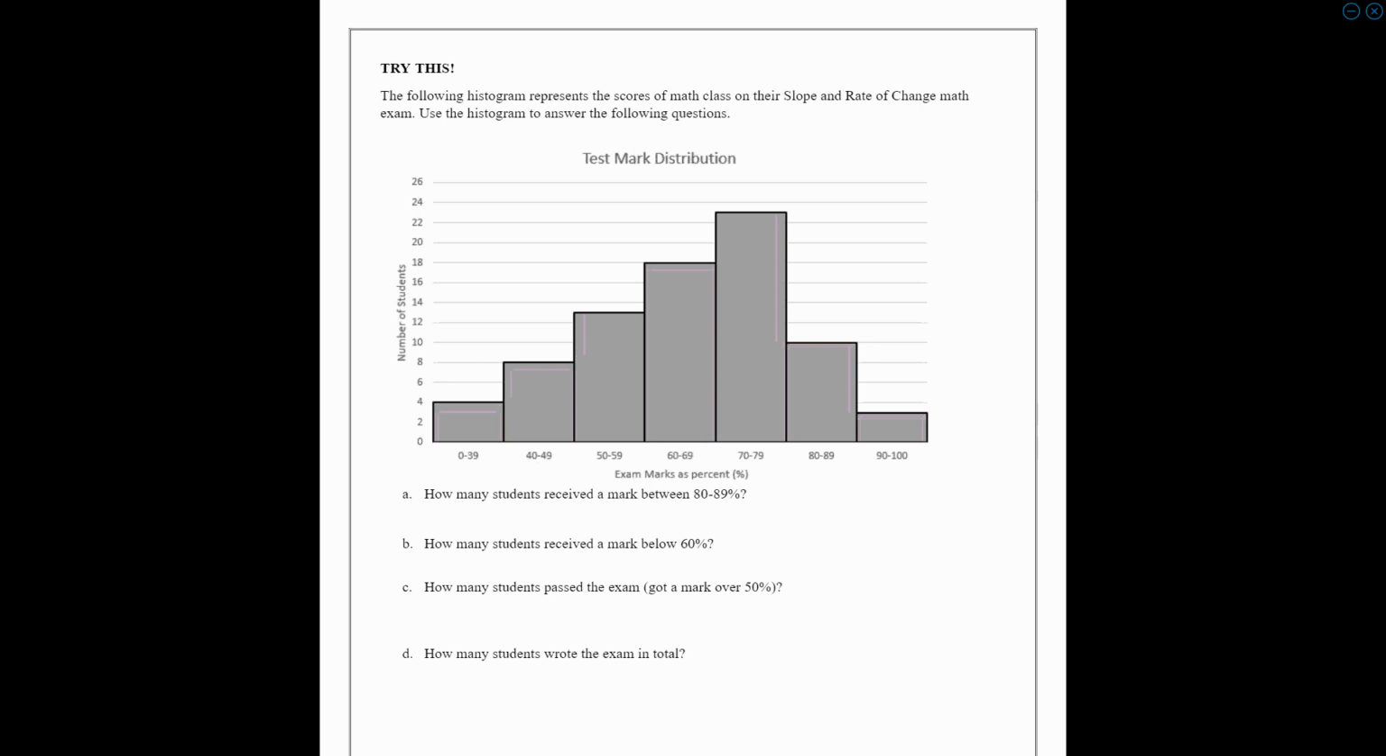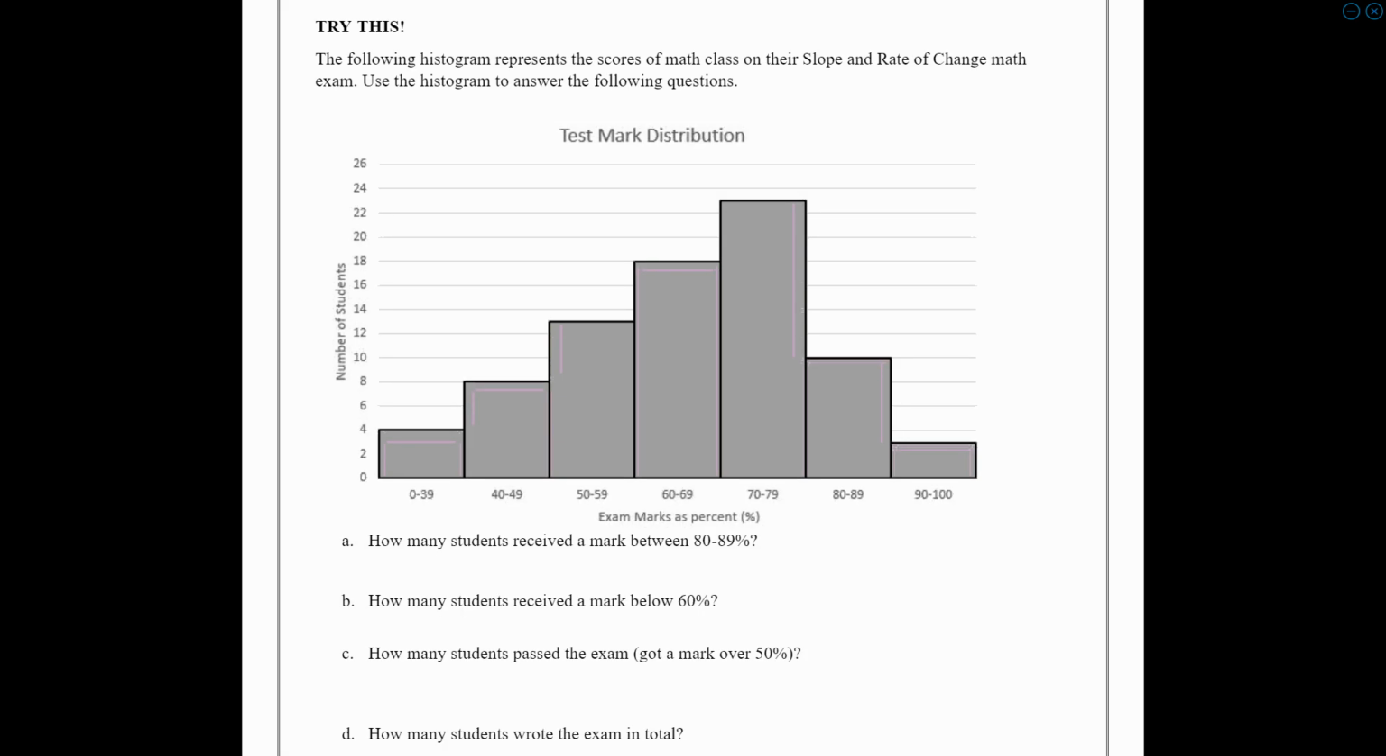Okay, how about this histogram here? This is the test mark distribution. This was my Math 20-3 class, exam marks for the finals last year. Actually, to be honest with you, I had a combo class last year, 10-3 and 20-3. They did extremely well. Only one student did not get the credits for 20-3 last year. So very, very well done.